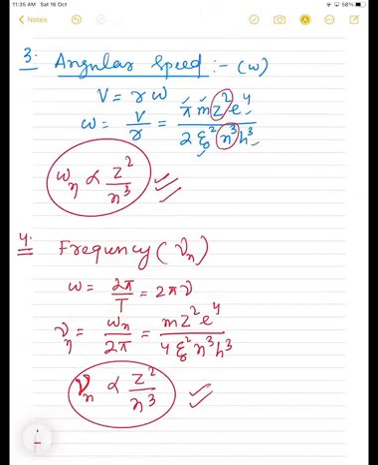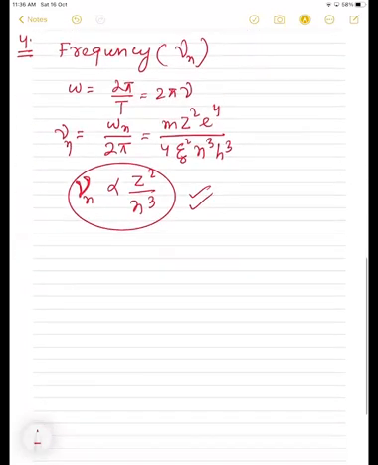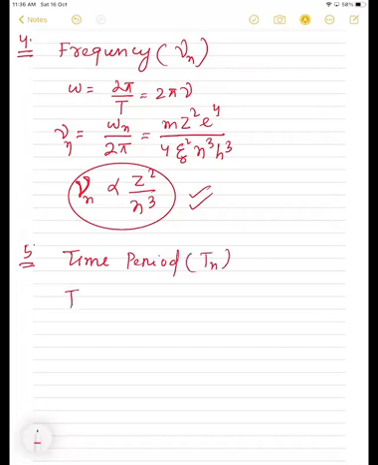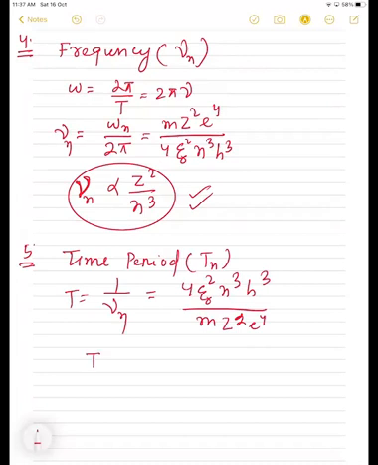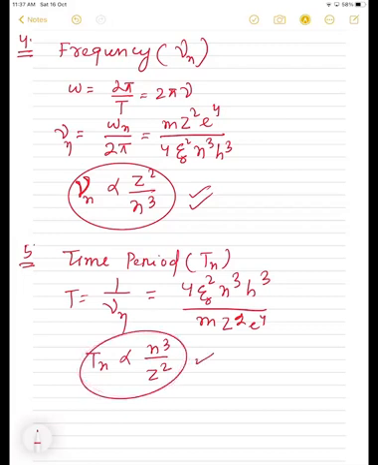Sir, what is that? Frequency is the reciprocal of time period, yes or no? So sometimes he may ask you what the time period is for a particular element if it is moving, and time period, you know, T for the nth orbit, Tn, is equal to how much? 1 by nu n. So if I take the reciprocal, then 4 epsilon naught square n cube h cube, Planck's constant is h, divided by m z square e to the power 4. So finally you can get Tn proportional to n cube by z square, correct? Here it was z square by n cube, just reciprocal, n cube by z square.